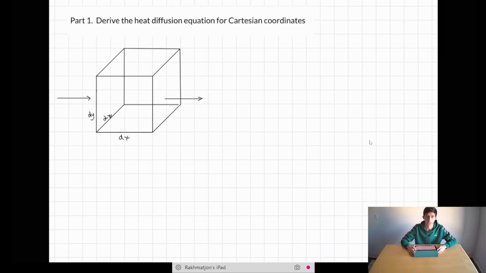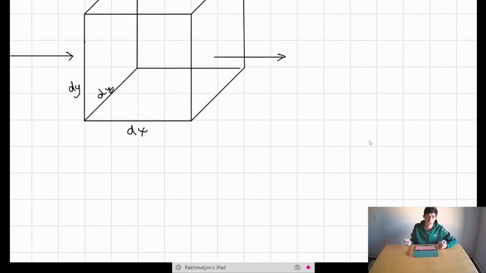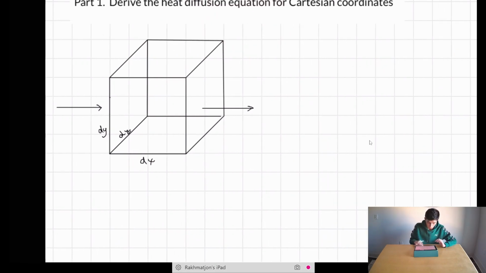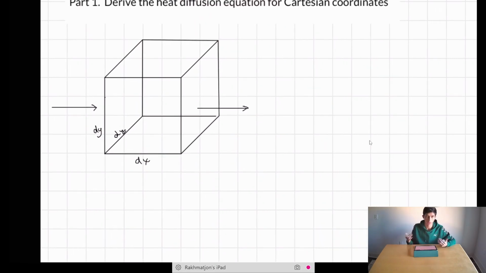Hello everyone. In this video, we're going to derive the heat diffusion equation for the Cartesian coordinates using a cube example. So let's say we're given a cube, and the cube is going to have sides of lengths dx, dy, and dz. Okay, so we want to find out the heat diffusion equation.